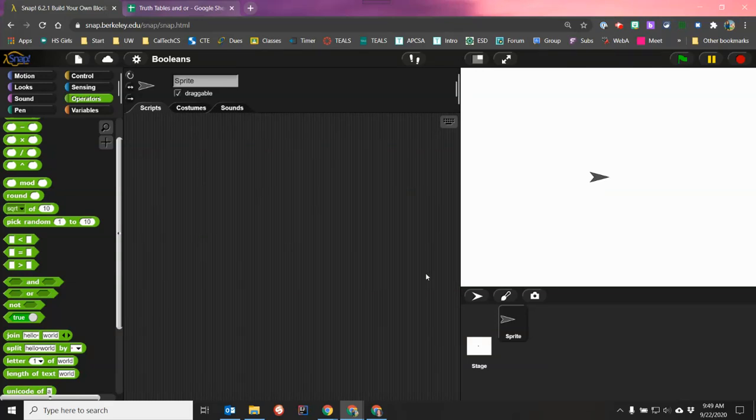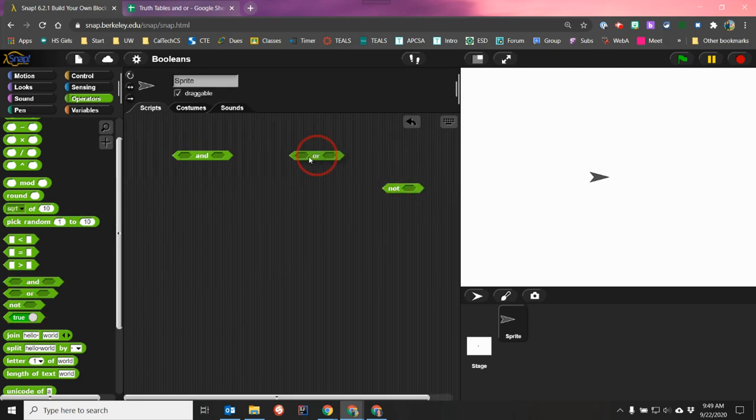Today we're going to talk about these pointy predicate blocks that are Booleans, technically. The term for a true-false situation is that it's a Boolean. And so we're going to talk about specifically this AND block, this OR block, and this NOT block.